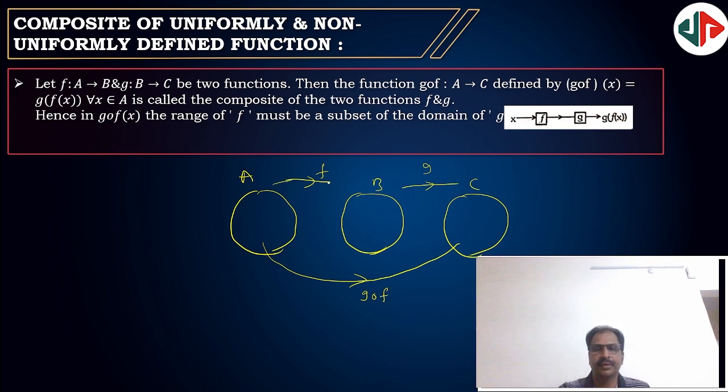f is a function from A to B, g is a function from B to C. Then the function which is defined from A to C is known as a composite function denoted by g circle f. And g circle f of x is defined as g of f of x. This is what is meant by a composite function.